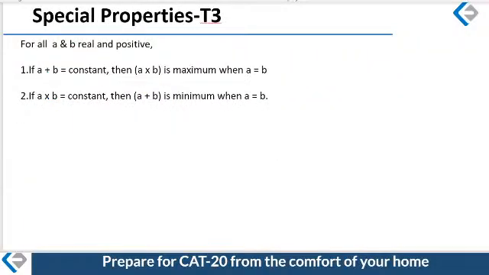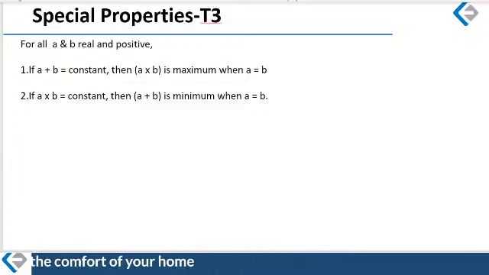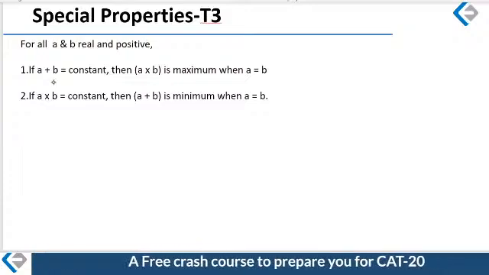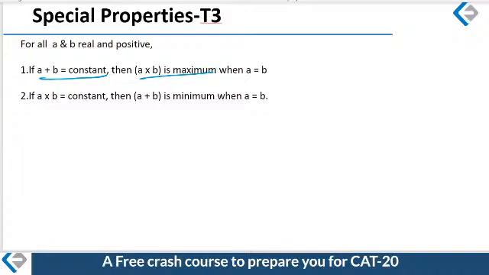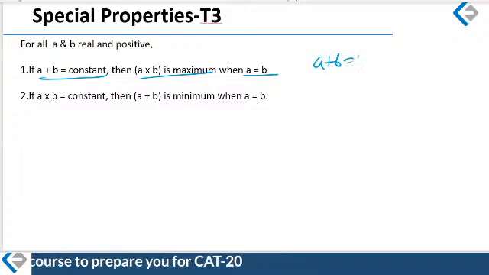Okay, property number 3, high school property. If the sum is constant, A plus B, then the product is maximum when A is equal to B. We all know this condition. Given the sum is constant, say, for example, A plus B is equal to 25, the product is maximum.